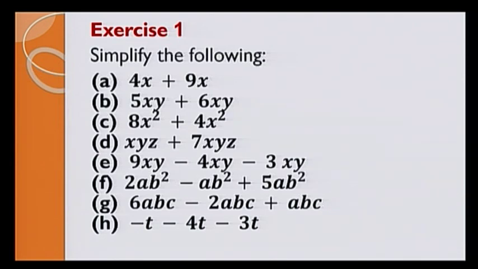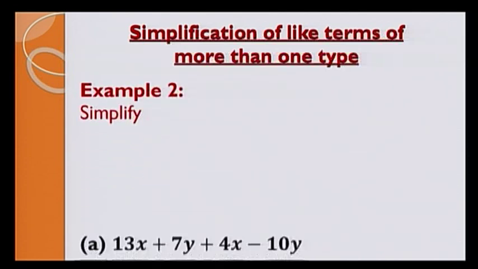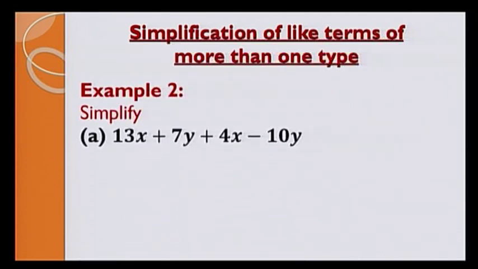Now, let's move on to our next part. Simplification of like terms of more than one type. Let's have an example. 13x plus 7y plus 4x minus 10y. Here you will notice that we have x as a variable and y as a variable. How are we going to simplify this?